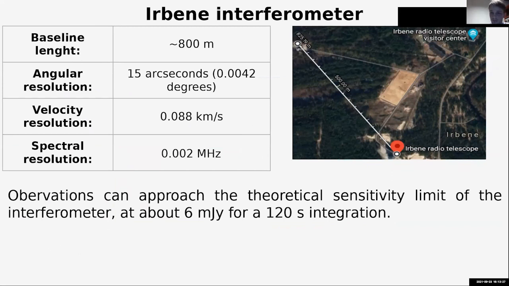So we have one baseline of about 800 meters. That gives us 15 arc-second angular resolution, and because of our data processing capabilities, we can have 0.088 kilometers per second velocity resolution, and at the same time 0.002 megahertz spectral resolution. What we have done is our observations can approach the theoretical sensitivity limits of the interferometer, that is 6 millijanskys for a 2-minute integration time.